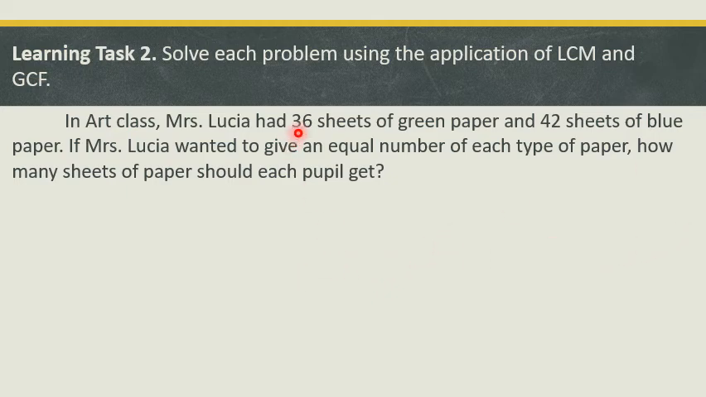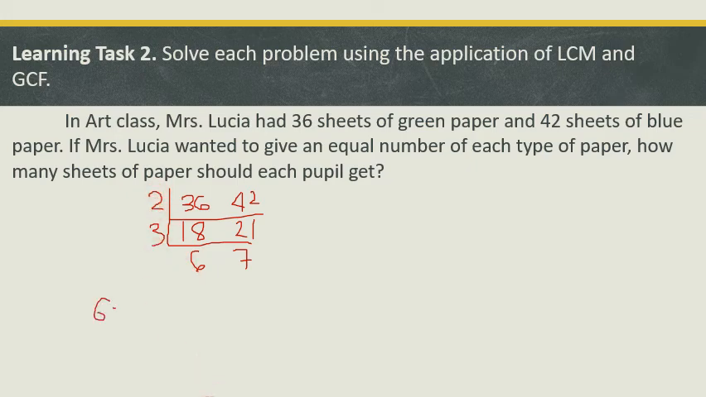So, GCF natin ay 36 and 42. Okay, so kunin natin yung GCF ng 36 and 42. So, since pareho silang even number, pwede nating i-divide sa 2. So, 36 divided by 2 is 18. 42 divided by 2 is 21. And since hindi sila parehong divisible sa 2, pwede sila sa 3. So, 18 divided by 3 is 6. 21 divided by 3 is 7. So, since ang 6 at 7 ay wala pong common factor, so ito lang po ang ating hahanapan ng GCF.